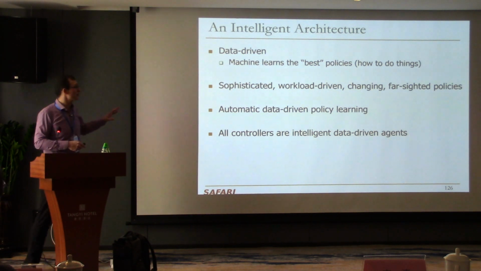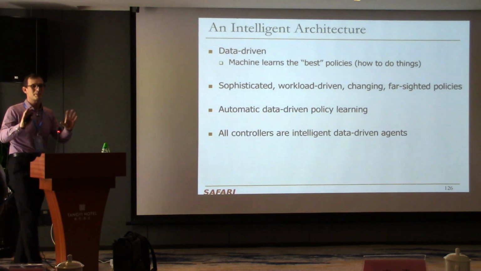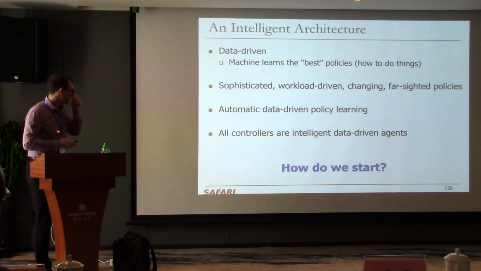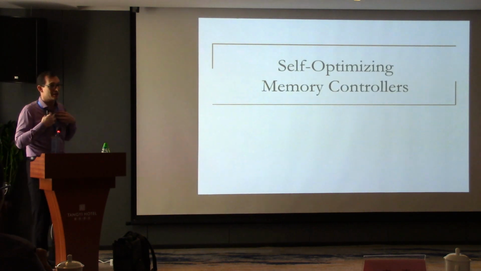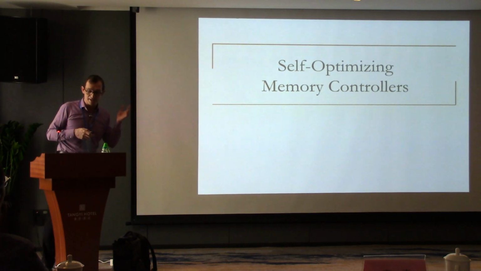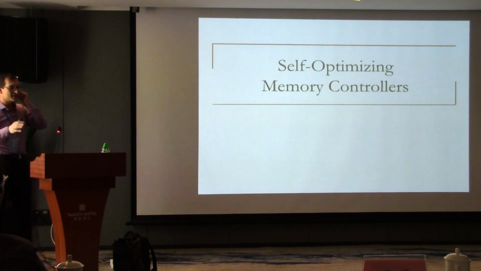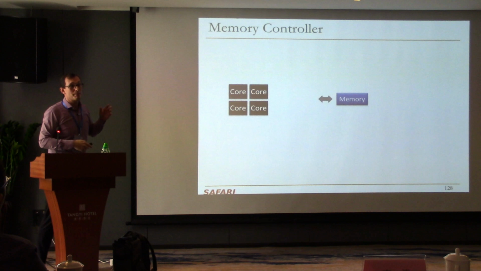Essentially, I think of all controllers as intelligent data-driven agents. Let's say human beings, or maybe more intelligent than human beings, right? Hopefully, right? We don't want to replicate ourselves also. So the question is, how do we start? Let me give you an example from our experience. And we call this the self-optimizing memory controllers. We did this work actually when I was at Microsoft Research in 2006, 2007, and the paper was published in 2008. And we were very focused on the memory controller.